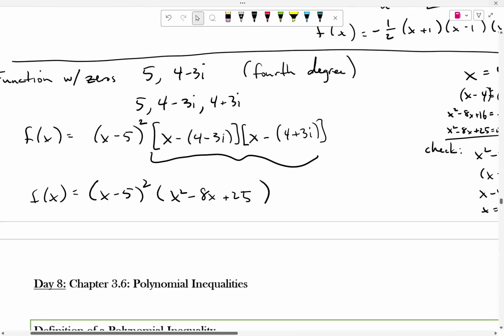Good question. You know that a polynomial of degree 2 has 2 roots. So we have 1, 2, 3, 4. And on the 5th degree, I make that x minus 5 to the 3rd power, counting up to 5.